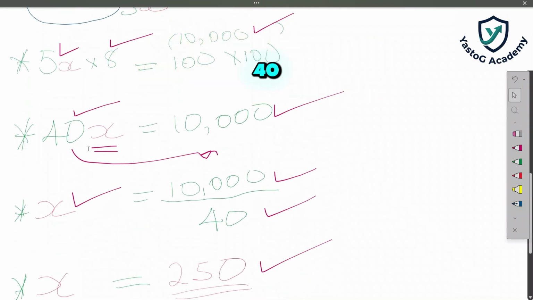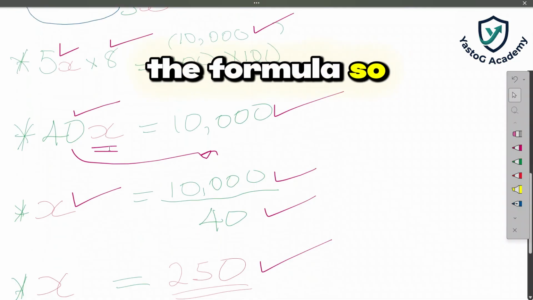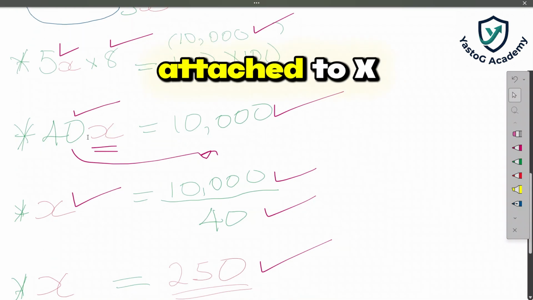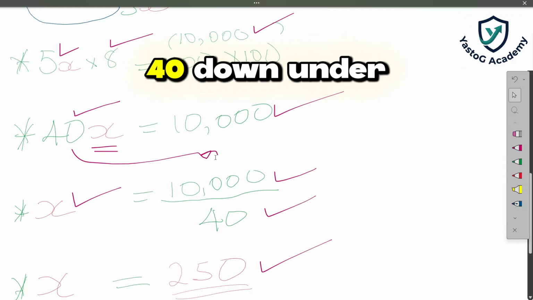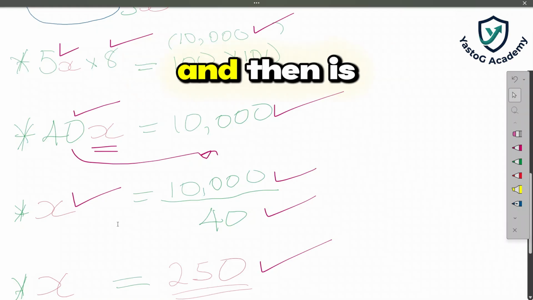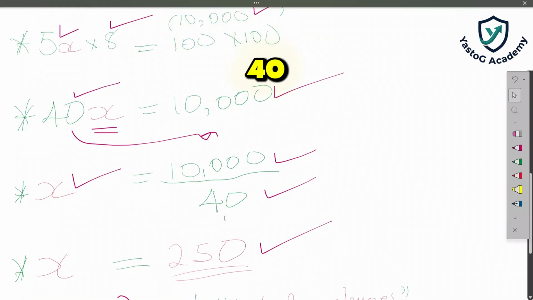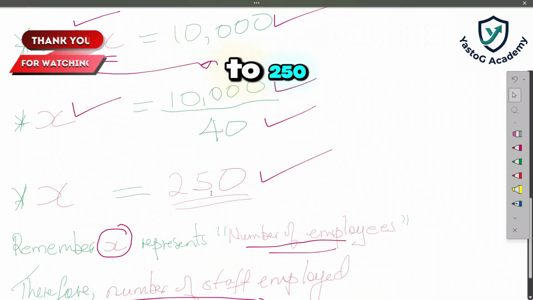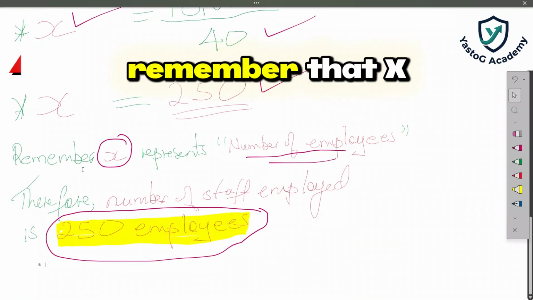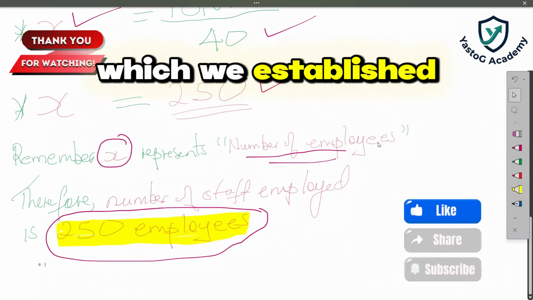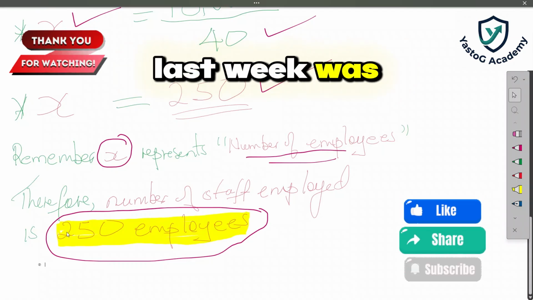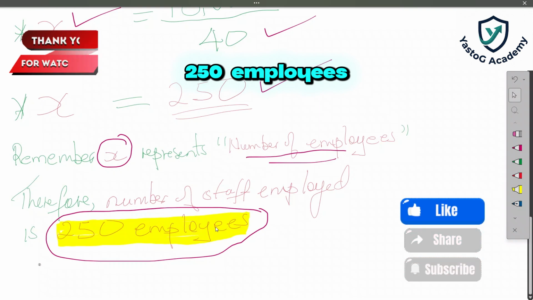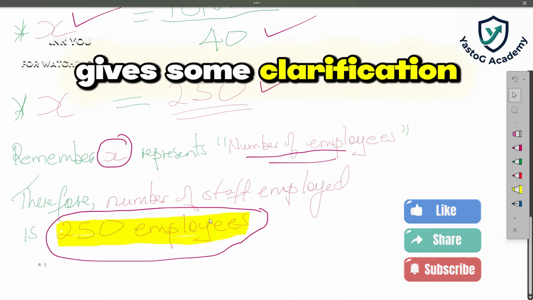And again, we want to get rid of the 40 because x needs to be the subject of the formula. Because 40 is attached to x by multiplication, we divide to get rid of the 40. In a sense, we're bringing the 40 down under the 10,000 here. And then x is equal to 10,000 divided by 40. That gives us x is equal to 250 employees. And I've just said here, remember that x represents the number of employees, which we established at the beginning. And therefore, the number of staff employed last week was 250 employees.